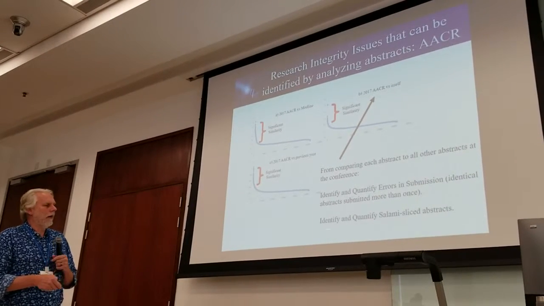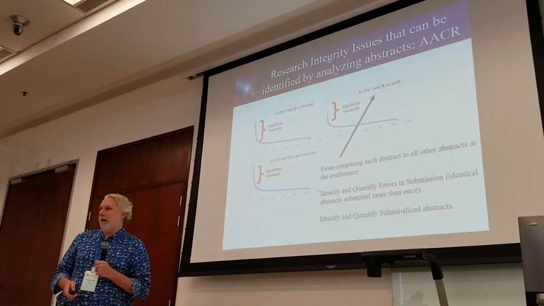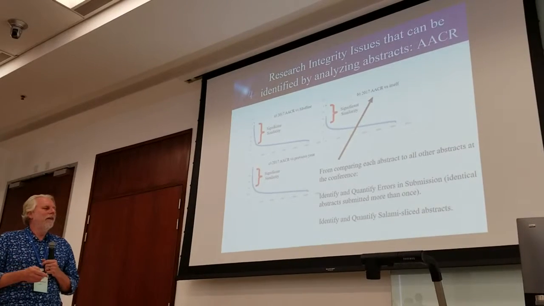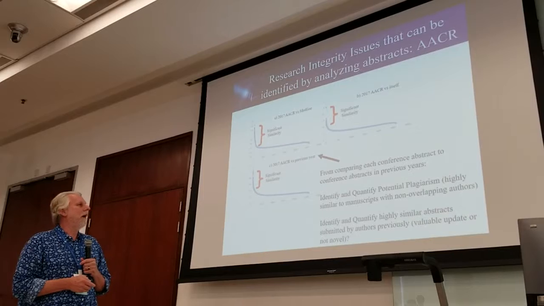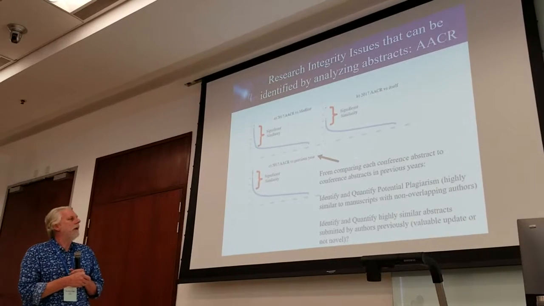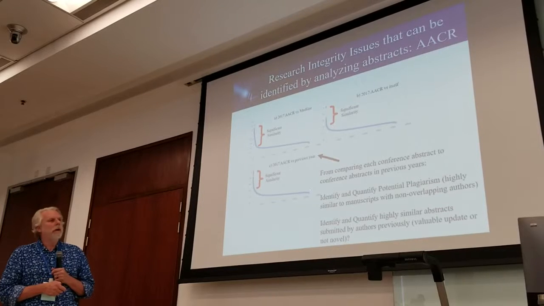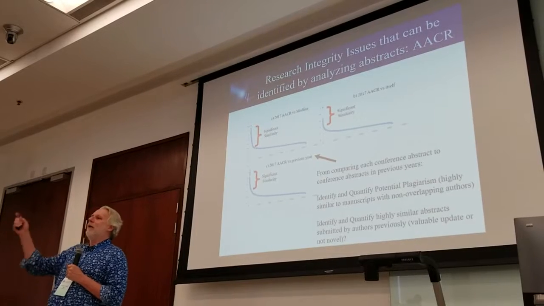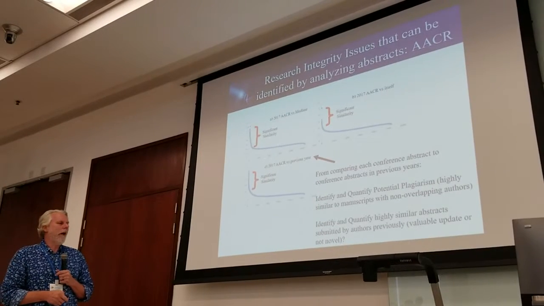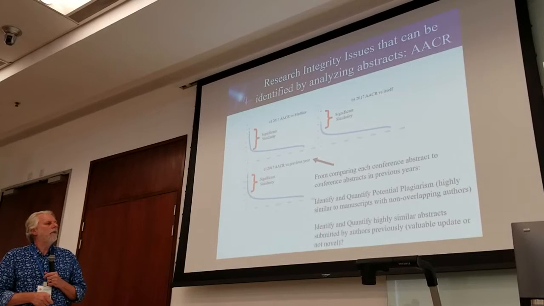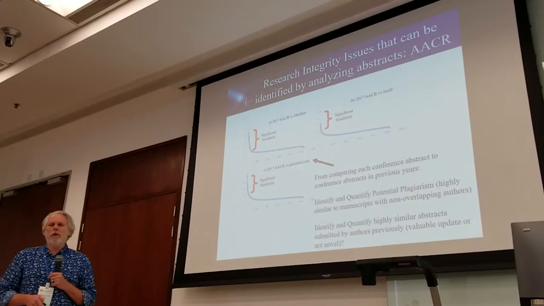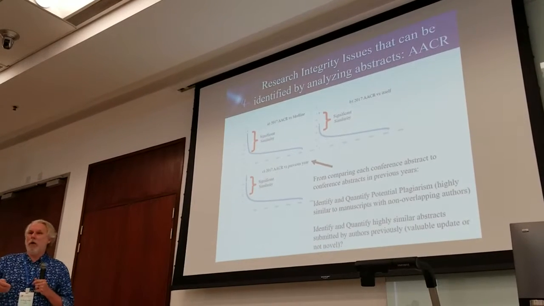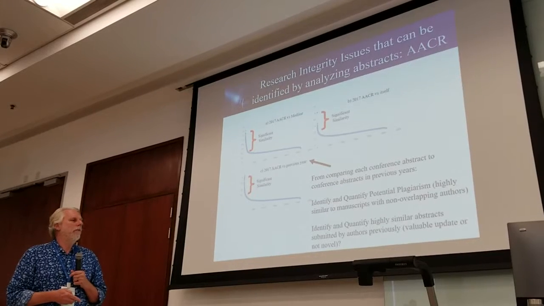And the big thing is you can identify and quantify the amount of salami slice abstracts, because all the things that are similar to one another but yet have a small shift can be considered possible salami slice. If you actually compare a meeting's abstracts to all the abstracts in previous years, you can identify potential plagiarisms where somebody's taken something from somebody else's previous year's abstracts, which happens. Or you can identify and quantify highly similar abstracts submitted by the authors previously. And of course, are they updates, which would be okay if they're significant, but what if they're not?